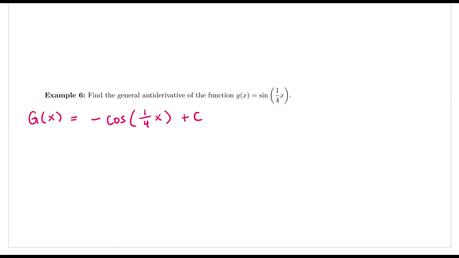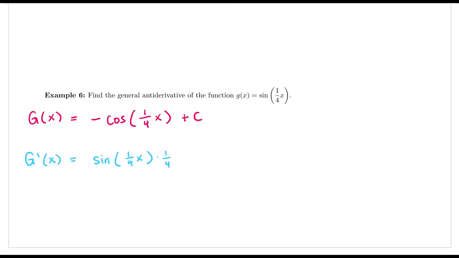Now, this might be what a student would come up with, but if I were to take the derivative of this thing, the derivative of negative cosine would be positive sine. And then the derivative of capital C would be 0. And I would also need to use chain rule by multiplying by the derivative of the inner function, which would be 1/4. And if you notice, this is not the same function that we have right here. And so the thing that we came up with for capital G actually is not correct.